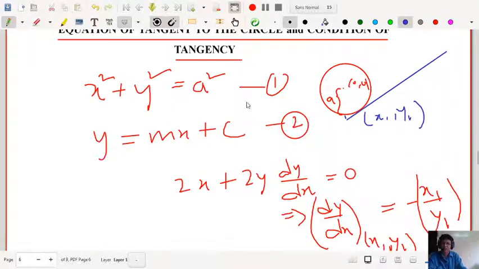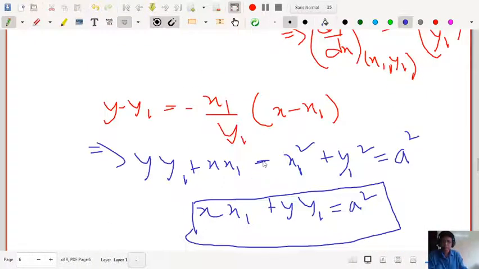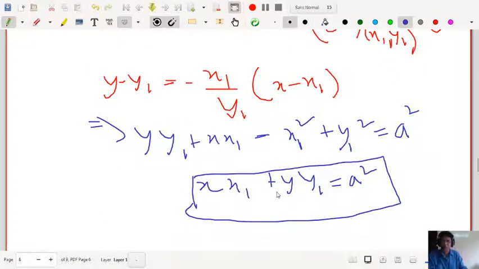You can also find the equation of the tangent at the parametric point. What is the parametric point of the circle? It is a cos theta comma a sin theta, because it satisfies the equation. So what is the advantage of taking the parametric point? If you take the parameter, you have only one unknown, that is theta. But if you take x1 y1, you have two unknowns. Okay, clear? So this is how you can write the equation of the tangent.